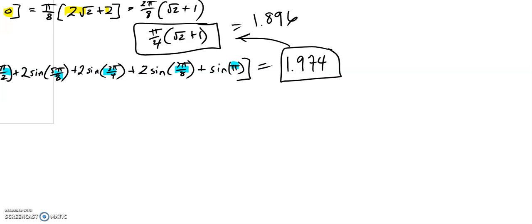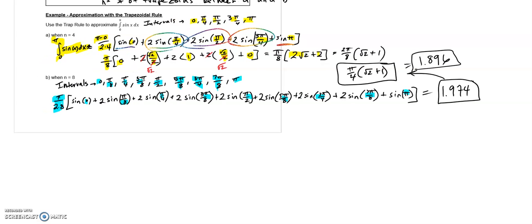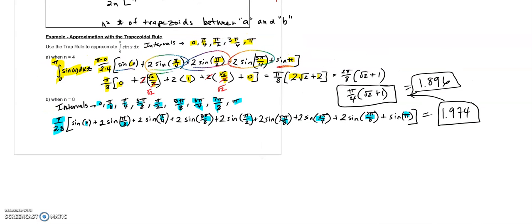Which is a closer approximation than what we had up there, which, if you plug pi over 4 times radical 2 plus 1 into a calculator, you get 1.896. So it's a closer approximation since we're using more trapezoids. But as you can see, it's a little bit more work to get that answer with 8 of them.